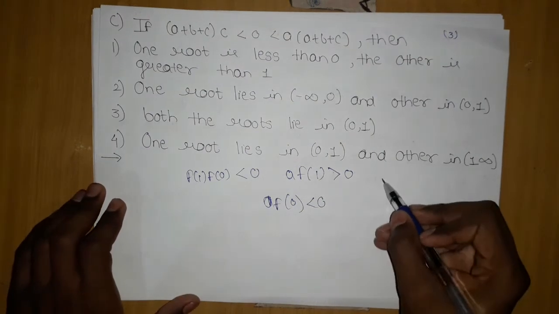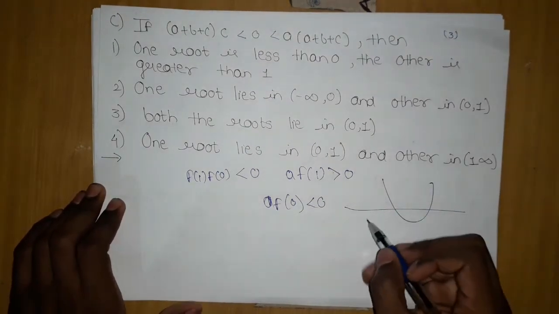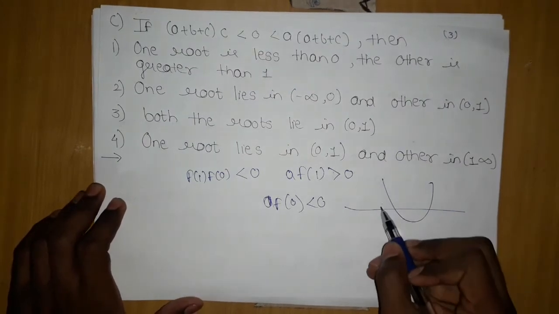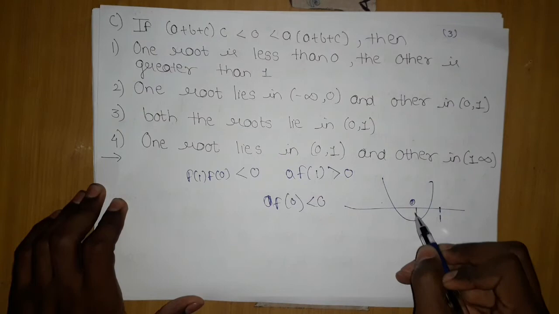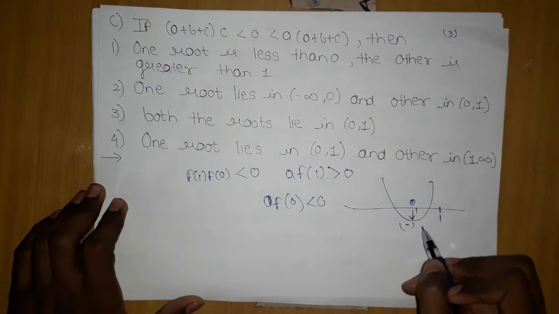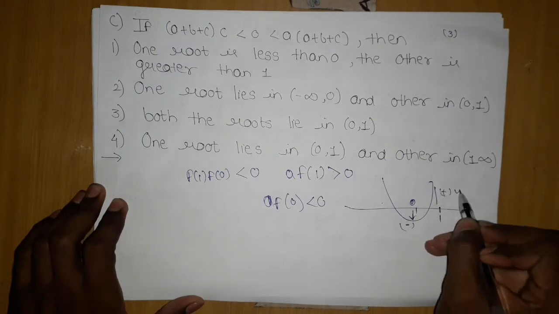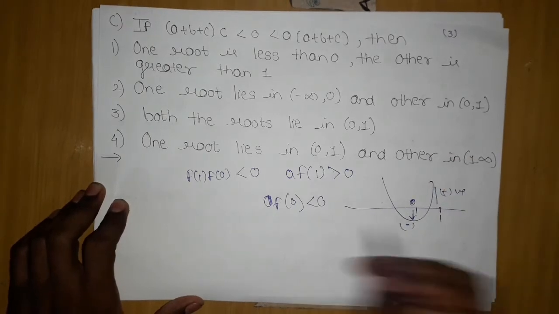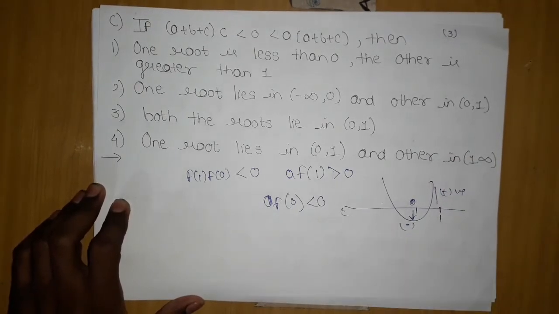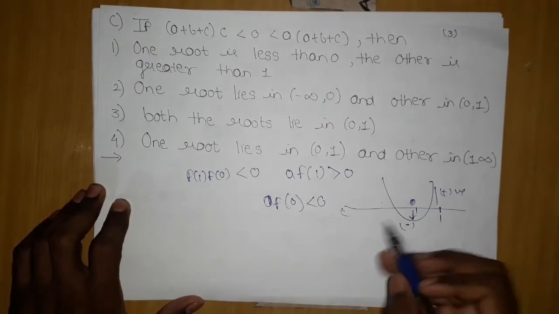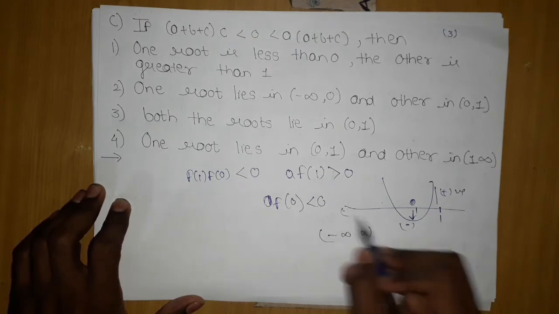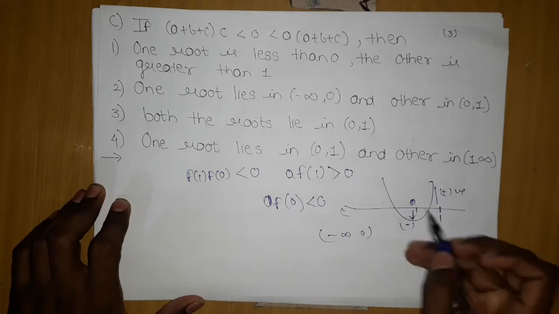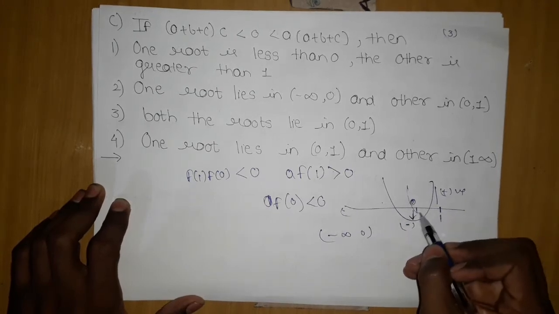So let me draw the parabola. What does it mean? 1 will lie here and 0 will lie here. It is less than 0, it is negative, while the other is positive. So one root will lie between these. Now how can the roots lie? We don't have information about the parabola. We just got the condition: the root can lie from minus infinity to 0, because the parabola can also be like that.